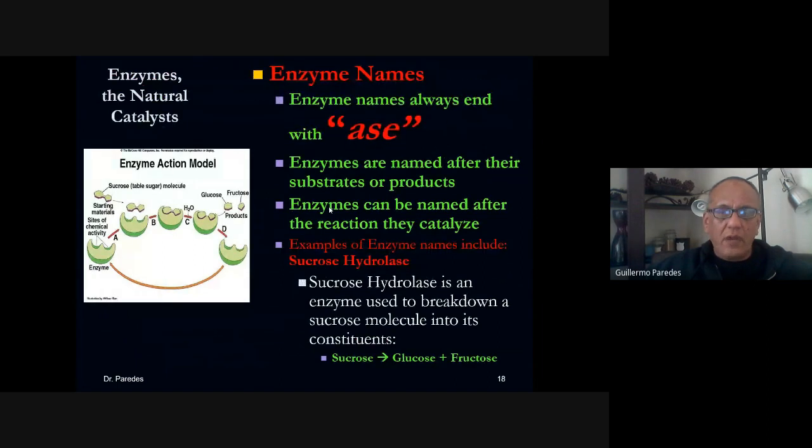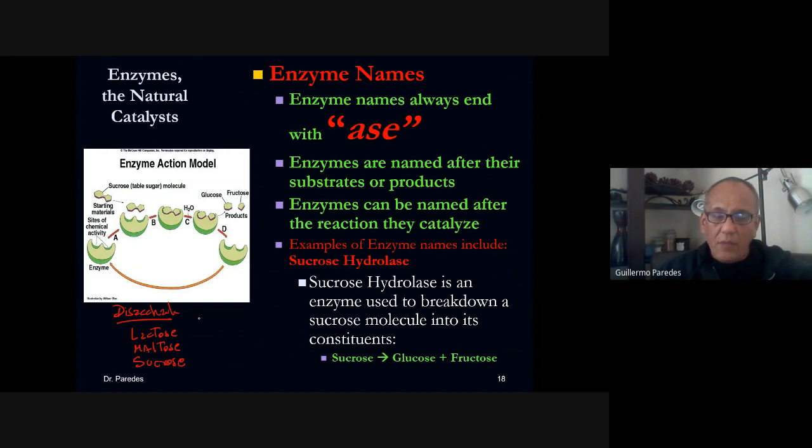Enzymes always are going to end in -ase. Sucrose hydrolase, for example. We have the disaccharides, and the disaccharides are going to be lactose, maltose, and, what is the other one? Sucrose. Those ending in -ose are disaccharides.